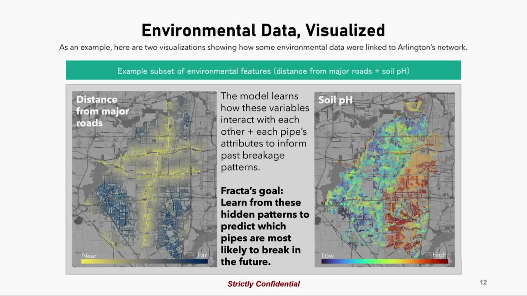Here's a good look at a visualization of that data. This is Arlington, Texas. These are just two examples of some of the data that we use, but you can see how it actually plays out when you look at a system. So for soil pH, I don't know if everyone has their system mapped, but this is what it looks like if you were to pull it up and ask, what does my system look like in comparison to the pH? Or distance from major roads: where are my major roads and where are my pipes located from them?